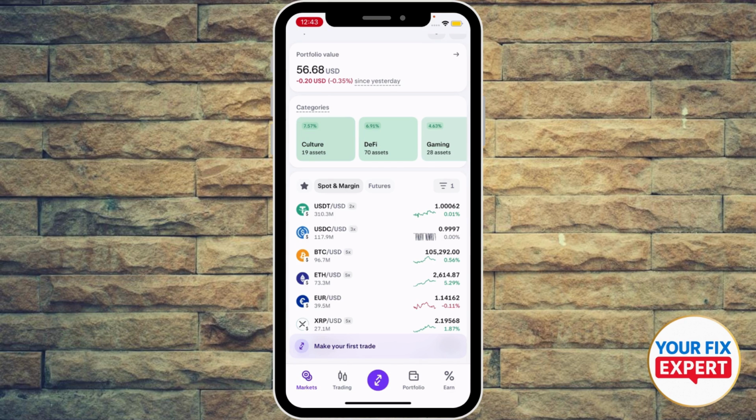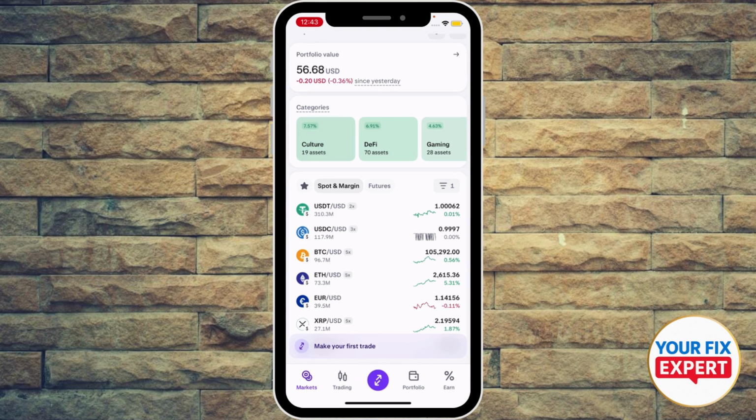So please be aware that this is a very risky move, and please do not do that unless you're aware of the market and the volatility of it.